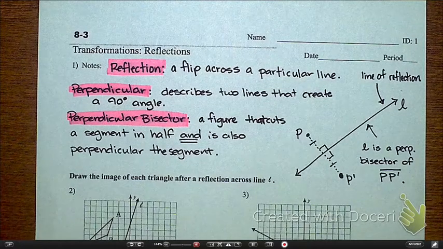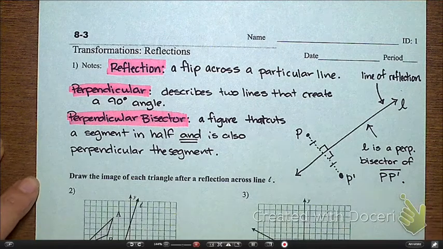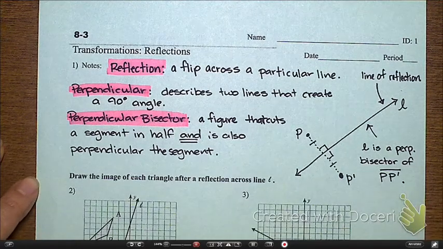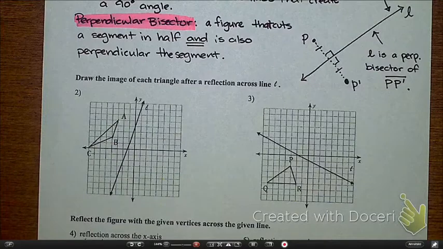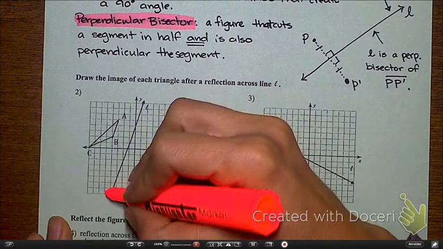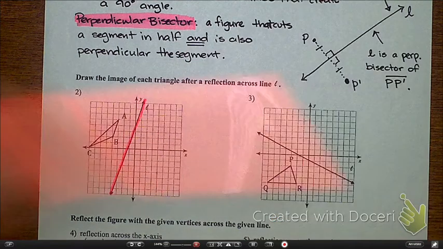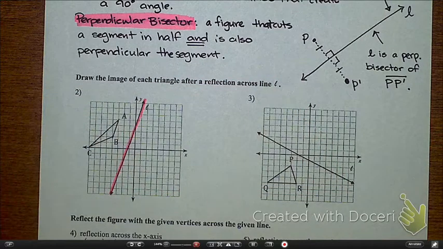Do you need more time writing anything before I move this? You need one more minute? Okay. All right, so let's take a look at a couple of our example problems. It says, draw the image of each triangle after a reflection across line L. So I want you to highlight line L. This is our line of reflection. And now we're going to use our trace paper to help us make this reflection.